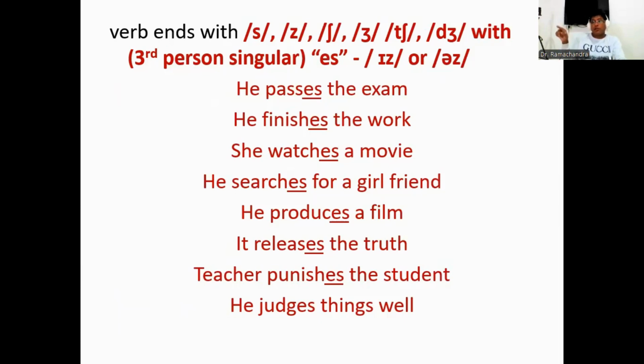We're going to talk about weak forms and strong forms, how to produce and how to combine, in the coming lessons. He searches for a girlfriend. He produces a film. It releases the truth. Teacher punishes the student. He judges things well.